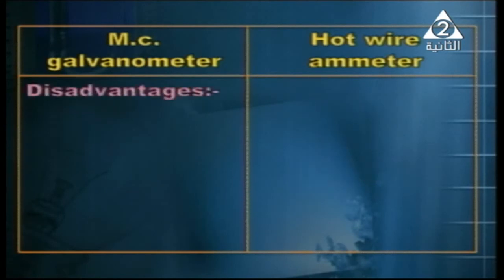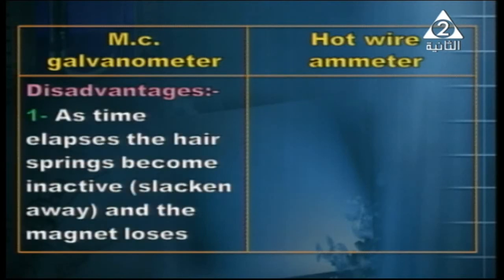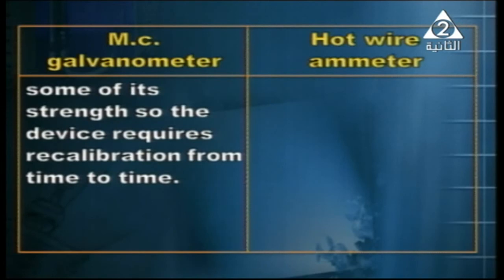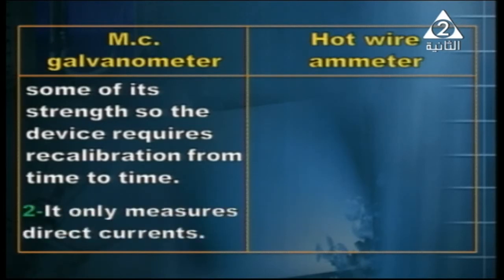Talking about disadvantages of the moving coil galvanometer: first of all, as time elapses, the hair springs become inactive. They slacken away, and the magnet loses some of its strength. So the device requires recalibration from time to time. This is one disadvantage. Also, it only measures direct currents. It cannot be used for measuring alternating currents.